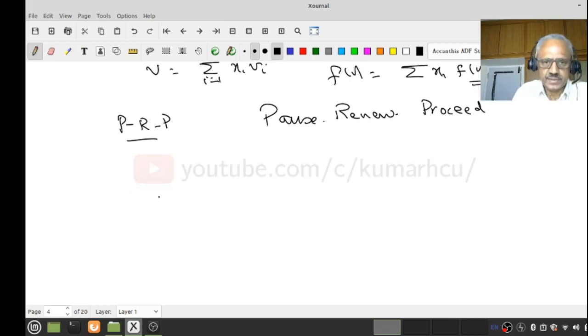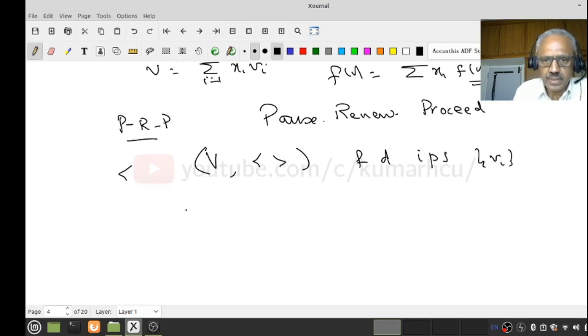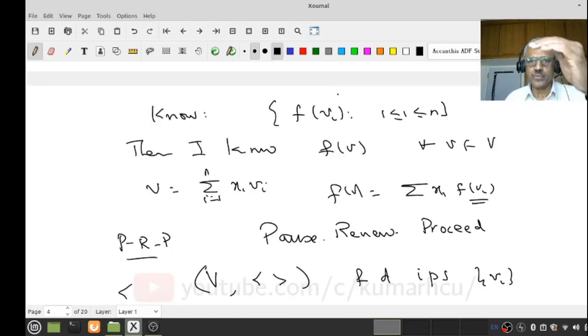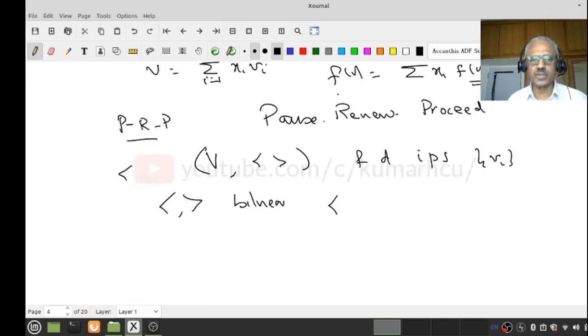Now let us look at V, a finite dimensional inner product space, with Vi a basis. Now this inner product is bilinear, but then what does it need? It requires two arguments. So what will be the correct thing I want to say? If I know f of Vi, then I know f. Now how do I say something about the inner product's action on a basis? Remember, inner product needs two things.